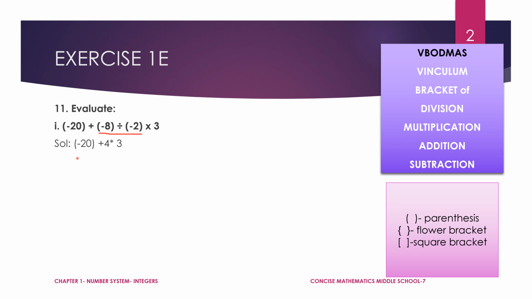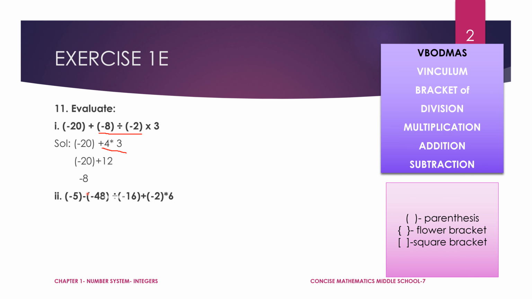Multiplication. In this expression, do you have any multiplication? Yes, you have multiplication over here. 4 threes are 12, right? So minus 20 plus 12. Now you don't have any other option. You need to do this. Minus 20 plus 12. When one integer is having a minus sign, and the other is having a positive sign, just put the bigger number's sign, that is 20 is having minus. So minus and subtract it. 20 minus 12 will be minus 8, right?